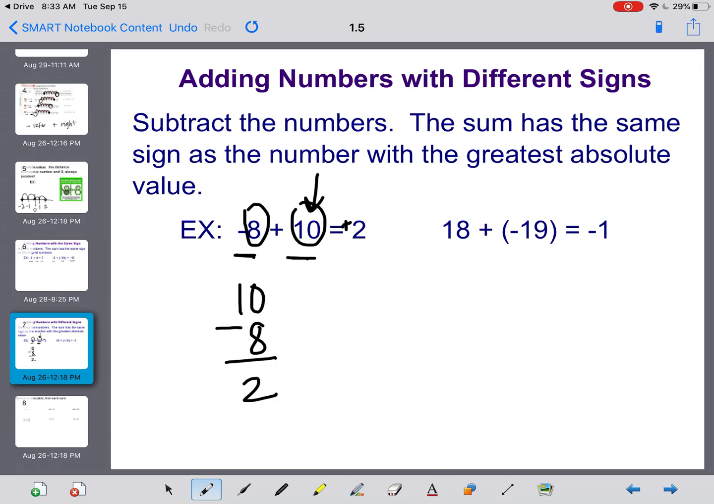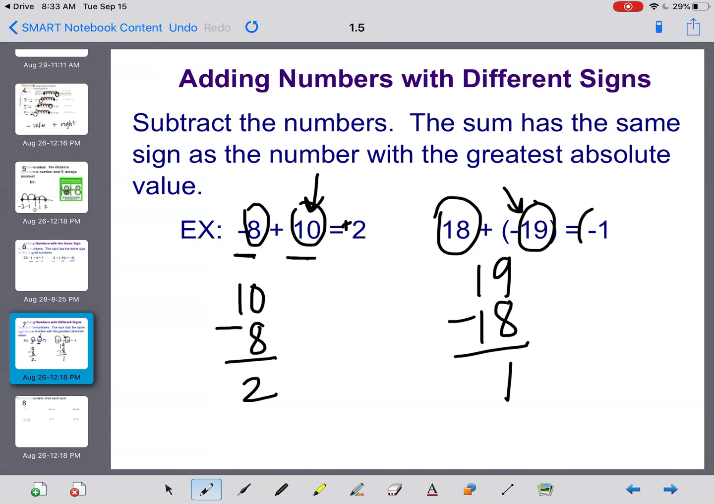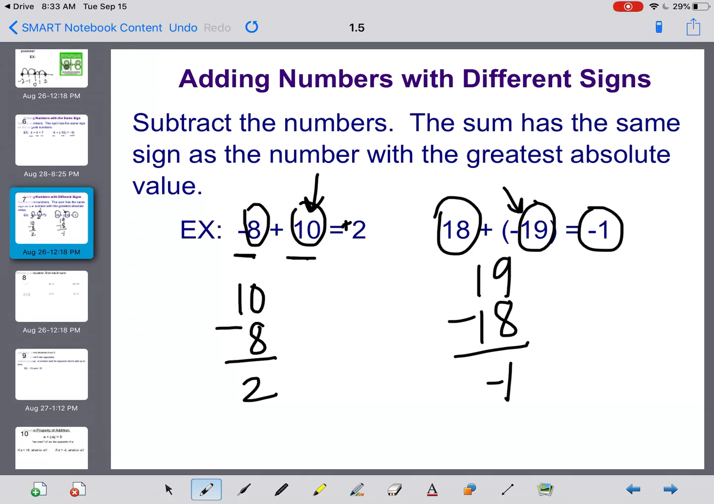Okay, second example, 18 plus a negative 19. I'm going to subtract those, and I always put the bigger number on top when I'm subtracting. So I get 1, but then when I look at their absolute values, 19 is bigger, and that one was negative, so that means my answer is going to be negative.